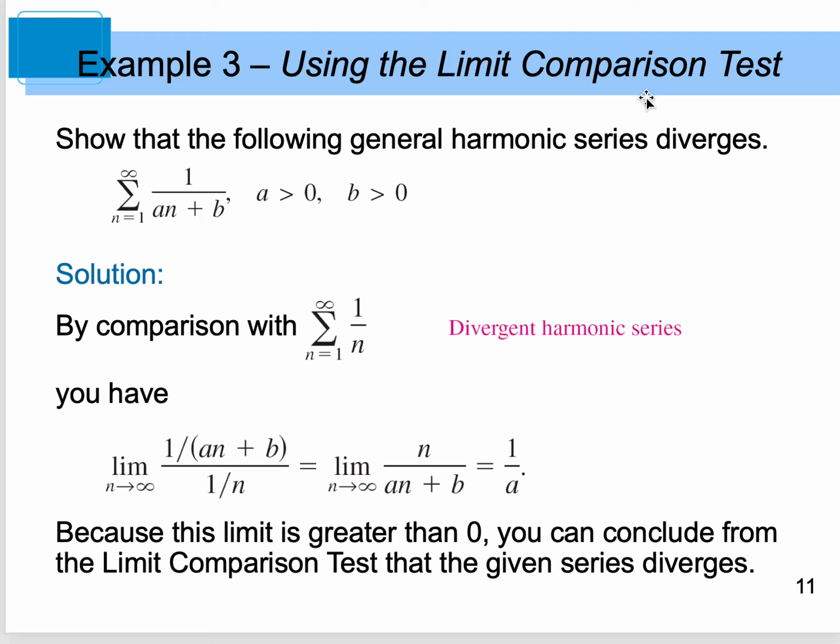So you're dividing here the existing function by a comparison function and then taking the limit as n goes to infinity. If you get something greater than 0, then it's going to conclude that the given series diverges. If you get something less than 0, you can't say it converges. So it can only prove that something diverges here. So it's not helpful to make a final determination with convergence or divergence, but it is helpful if you want to rule out that something diverges.